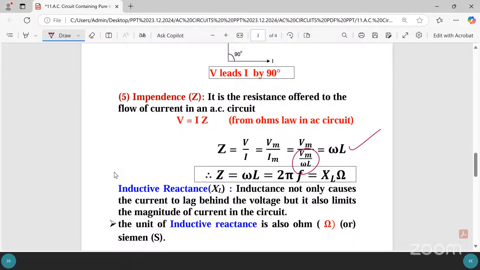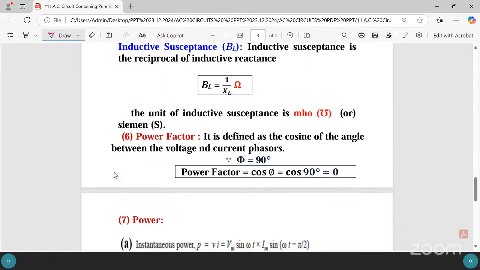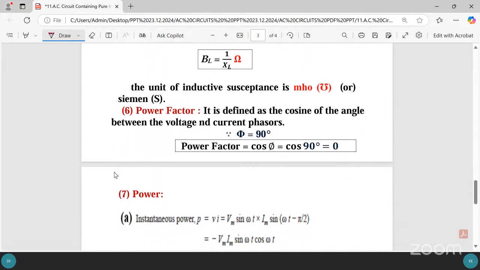Sixth result: power factor. What is power factor? Cos phi. What is the phi angle? 90. Cos 90 is 0. What is the power factor for pure inductance? 0.